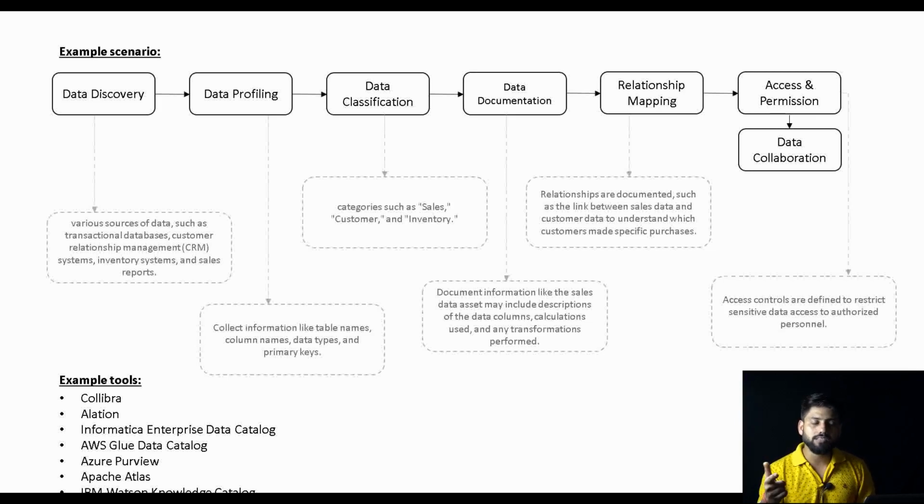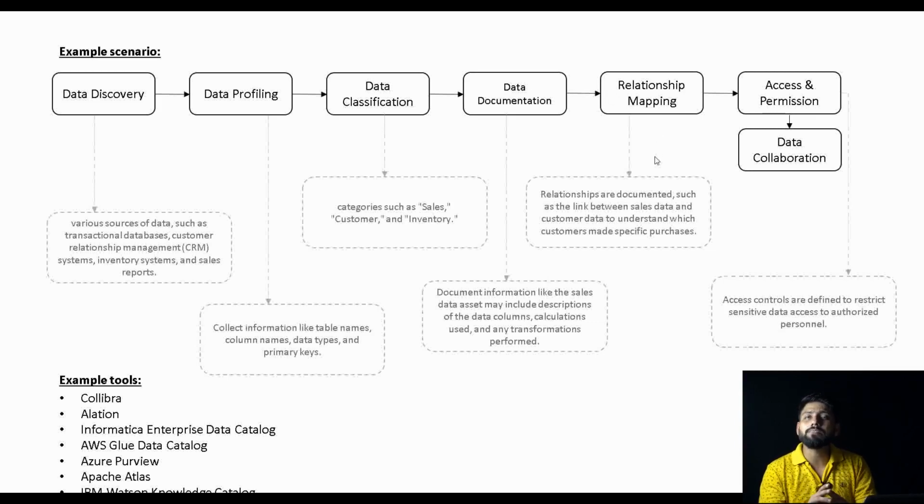Then the next step in your data cataloging is data documentation, which is a very important part. In that documentation, you document information like, for a sales data asset, the description of data columns and calculations used. Whatever information is related to that particular data asset gets documented in a proper format, and that is called data documentation.